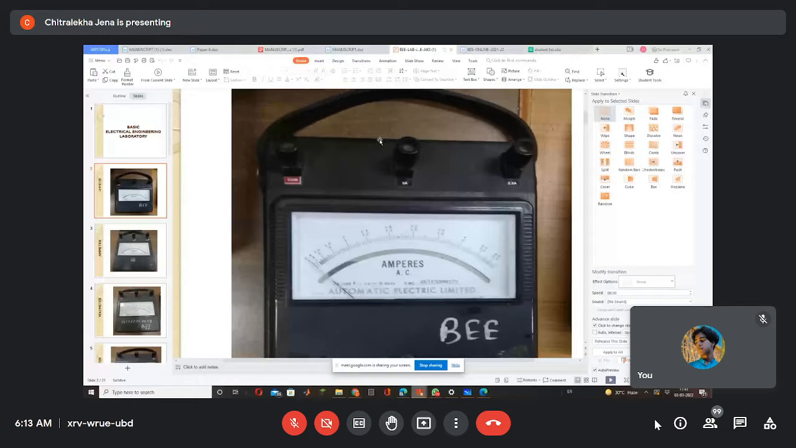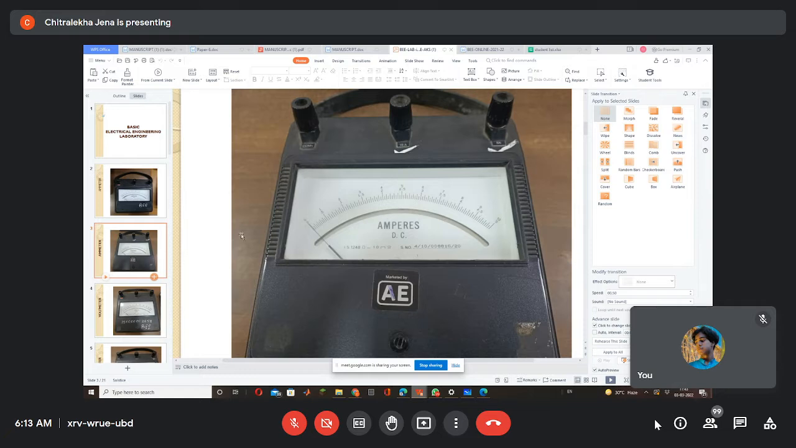So how will you connect? You have to connect this ammeter between two points. One point will be connected here, another point either to this range or to this range. Am I clear? Yes, ma'am. Okay. So this is about the ammeter. This one is the DC ammeter.